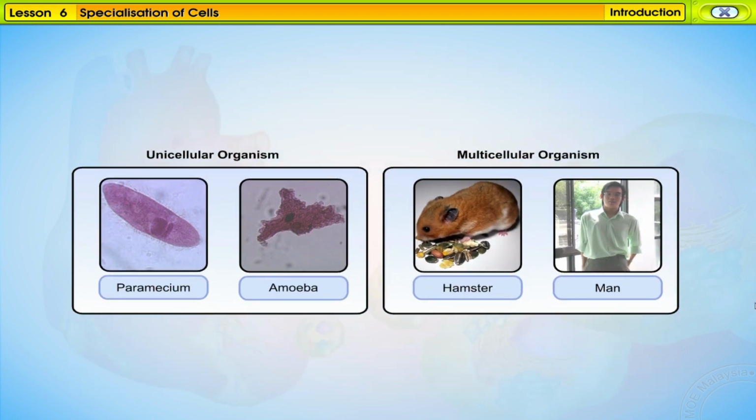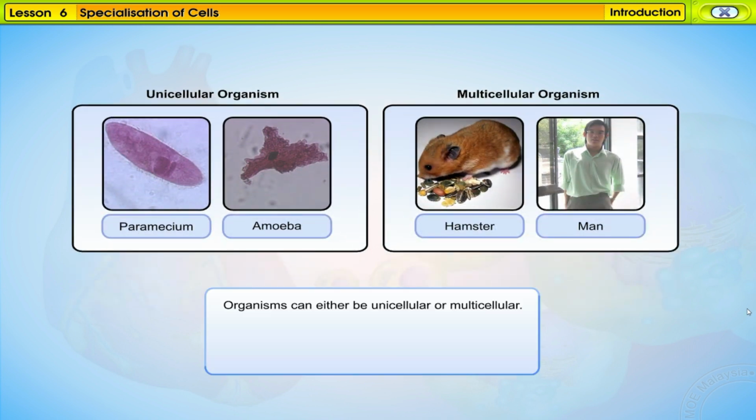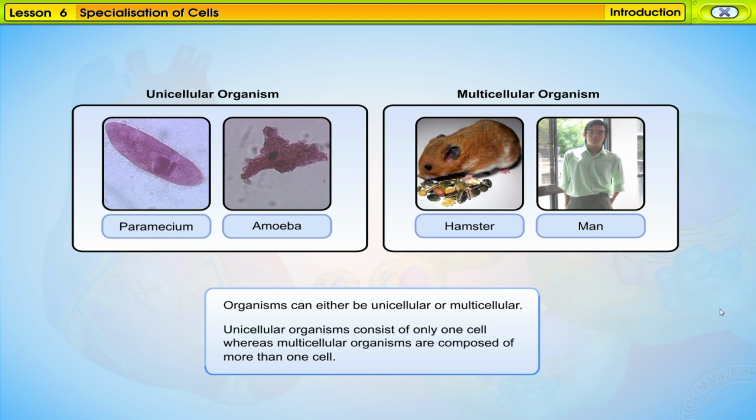Well done! Paramecium and amoeba are unicellular organisms. Man and hamster are multicellular organisms. All organisms are composed of cells. However, organisms can either be unicellular or multicellular. Unicellular organisms consist of only one cell, whereas multicellular organisms are composed of more than one cell.